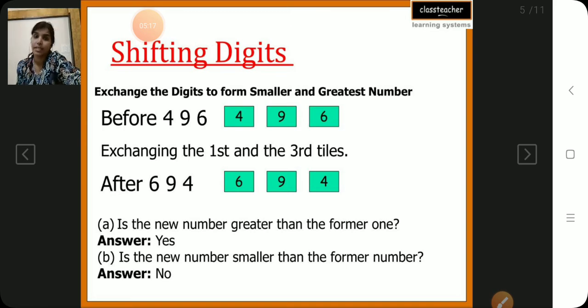Then we go to our next topic: shifting digits. Shifting digits means exchanging the digits to form the smallest and the greatest number. You are given the 3 digits 496.